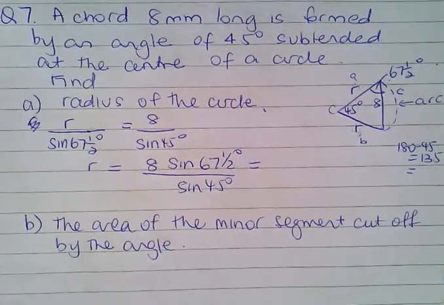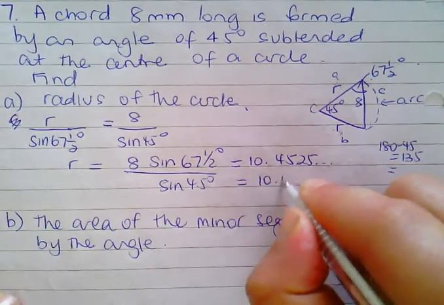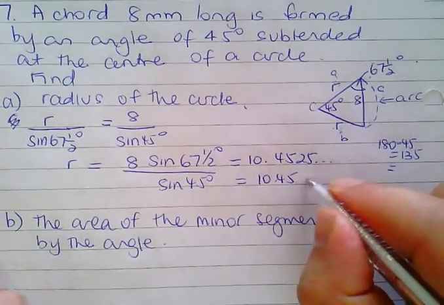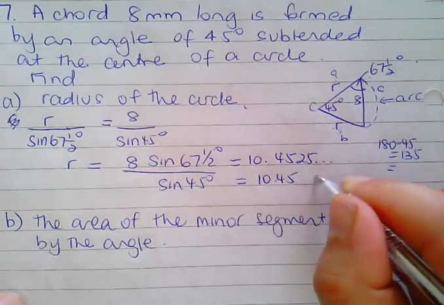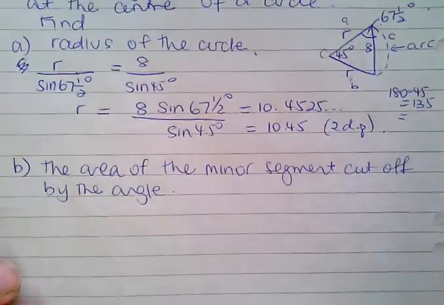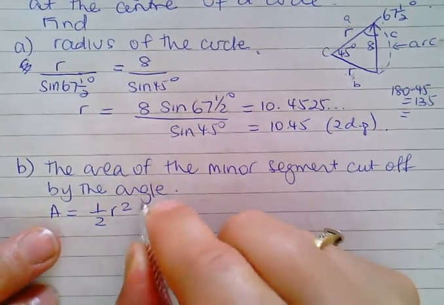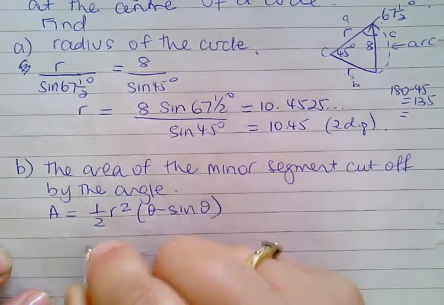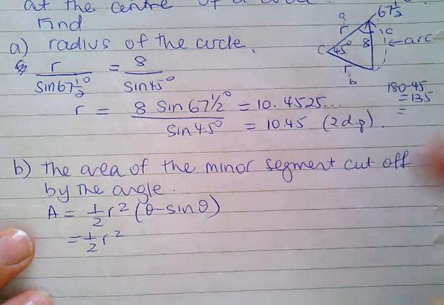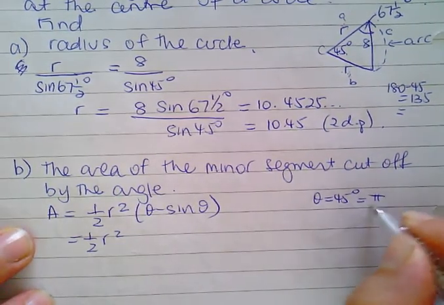Okay, let's calculate that. So the radius is 10.4525... I'm just going to put 10.45, to 2 decimal places. And now the area of the minor segment is just your minor segment formula. Area equals a half r squared, theta minus sine theta. So it's a half r squared. Now theta here is not 45 degrees. We don't use 45 degrees. In this case, we must use pi on 4.